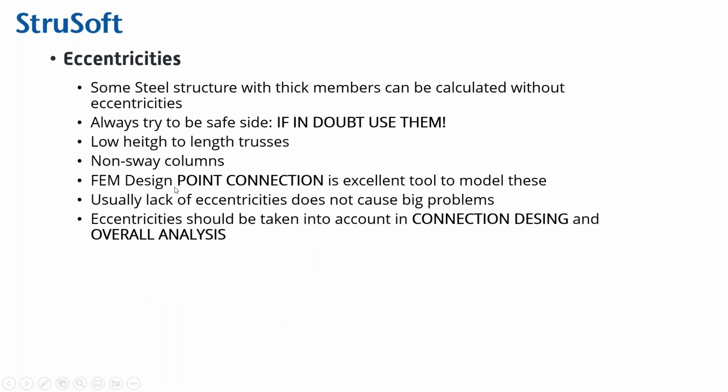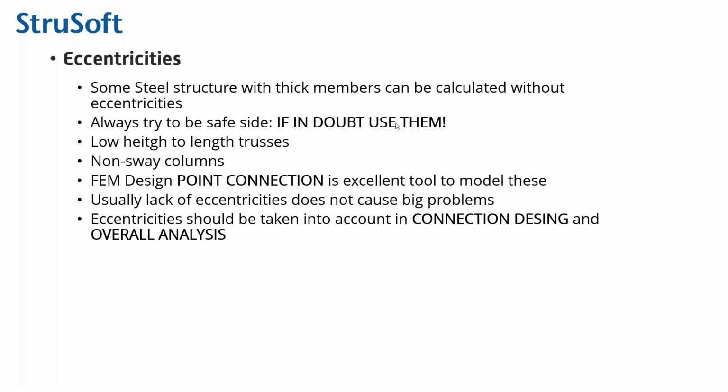Okay, then the first example is the eccentricities in steel structures. The most common way is to model those steel structures point to point, without any eccentricities, and it's not always the right solution.